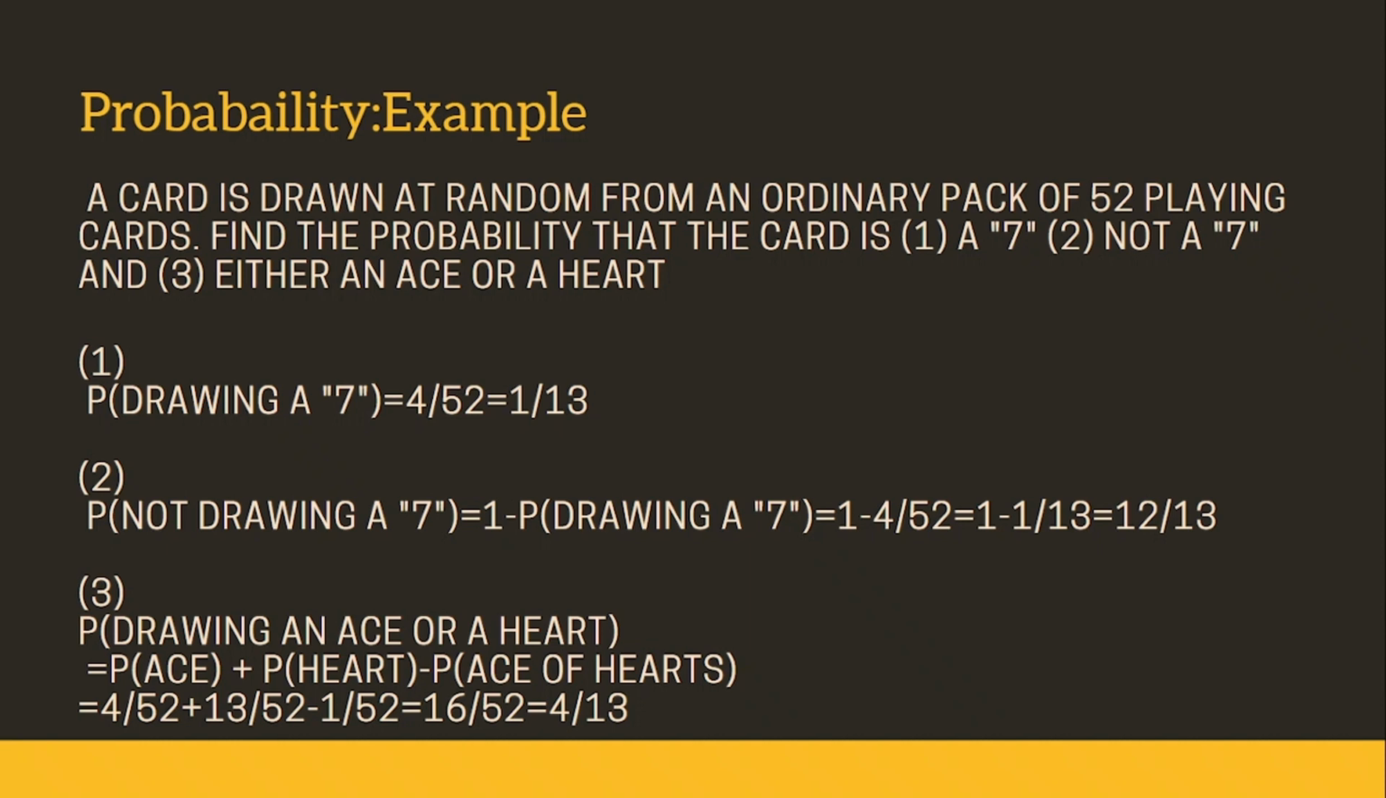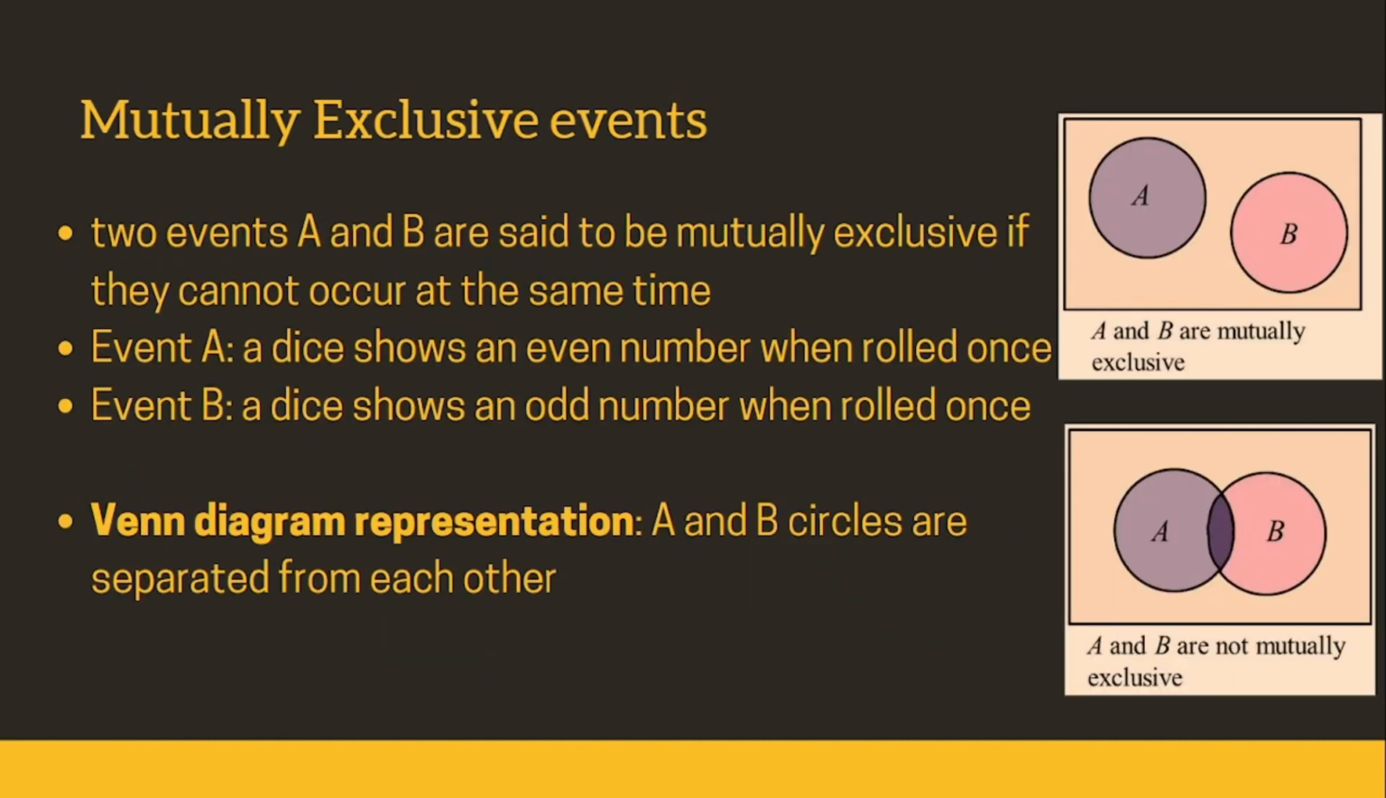So that's a basic example of how to do probability. Then the next part is about mutually exclusive events. 2 events A and B are said to be mutually exclusive if they cannot occur at the same time. So let's say event A is when a die shows an even number when rolled, and event B is when a die shows an odd number when rolled.